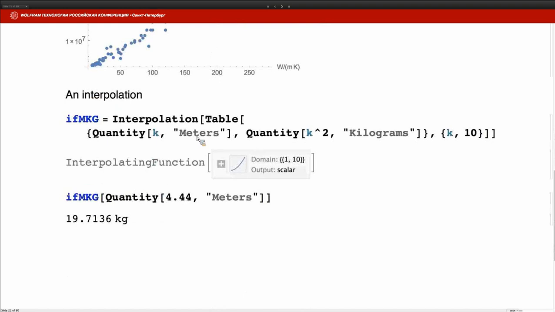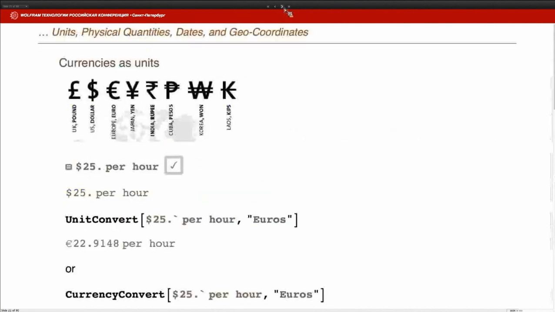Or I have a set of pairs, the first element being a length, the second element being a mass, and I can make an interpolating function between them. Then I can call it with, obviously, the first argument being again a length, and I get a result. So this makes the system very powerful, that you really can plug in units wherever you want.